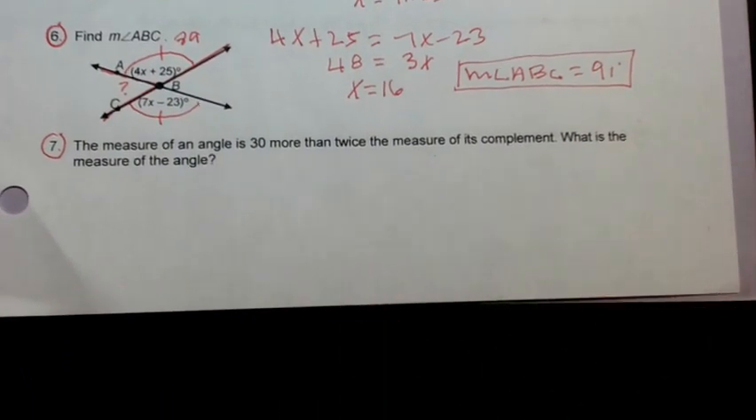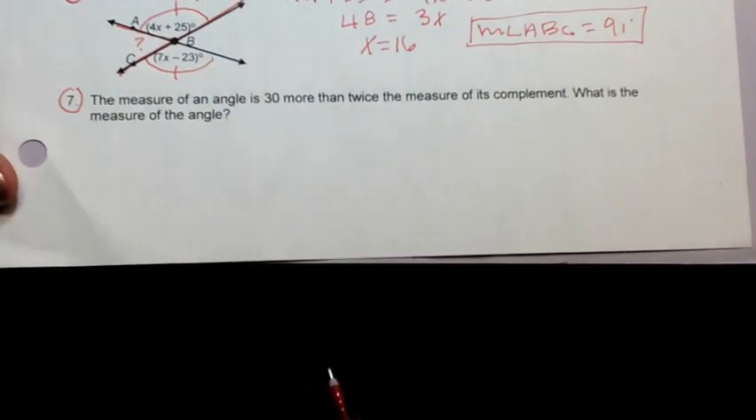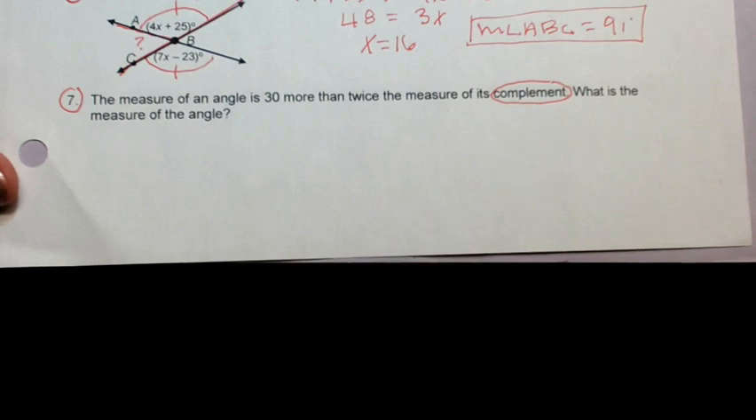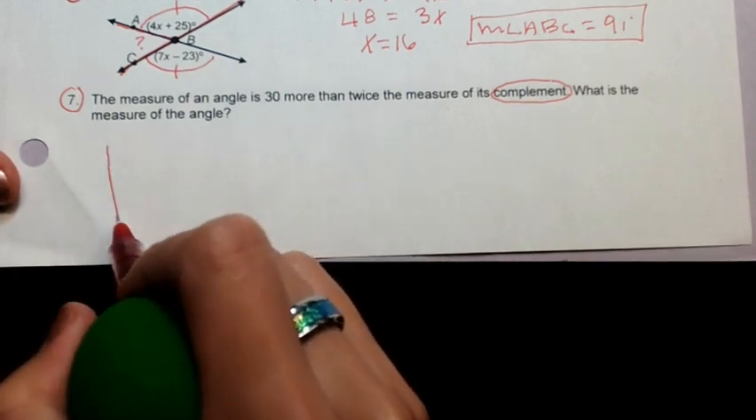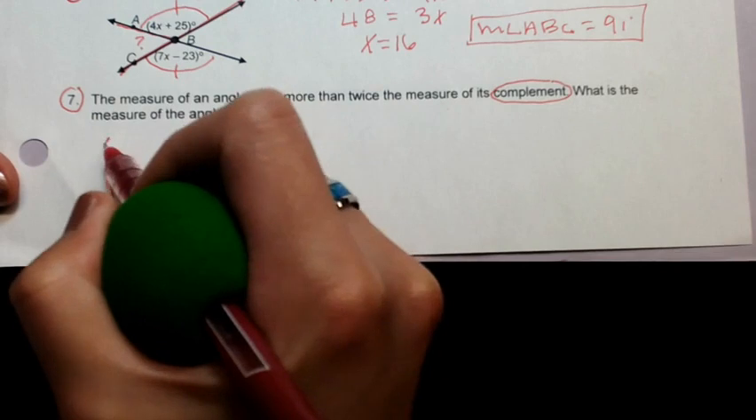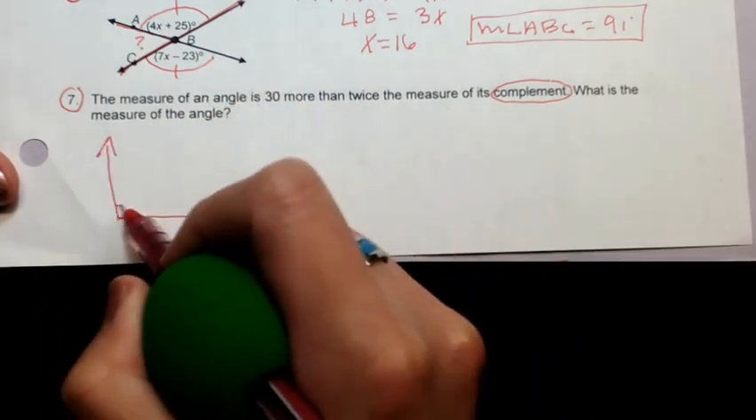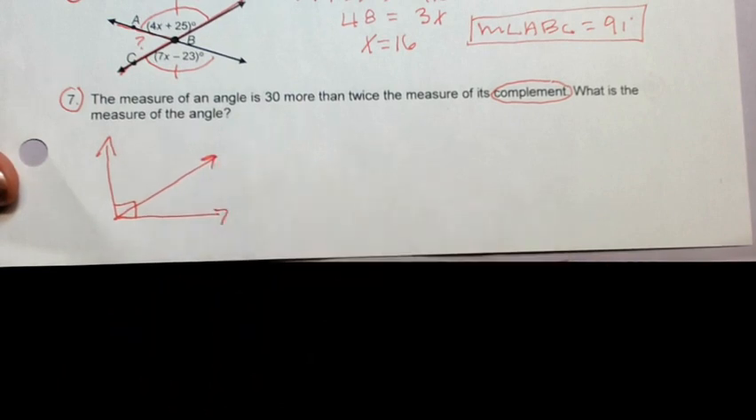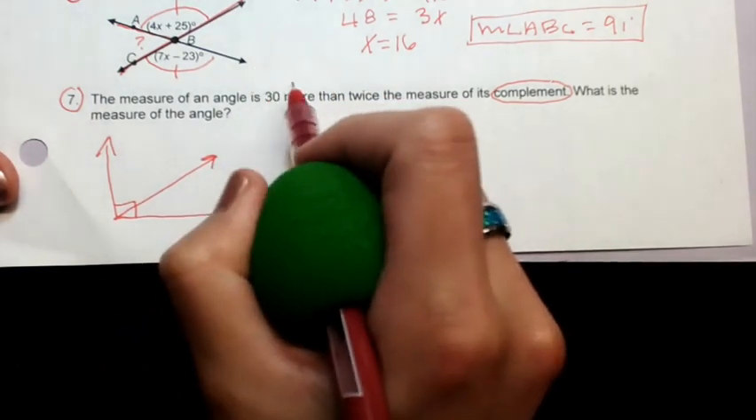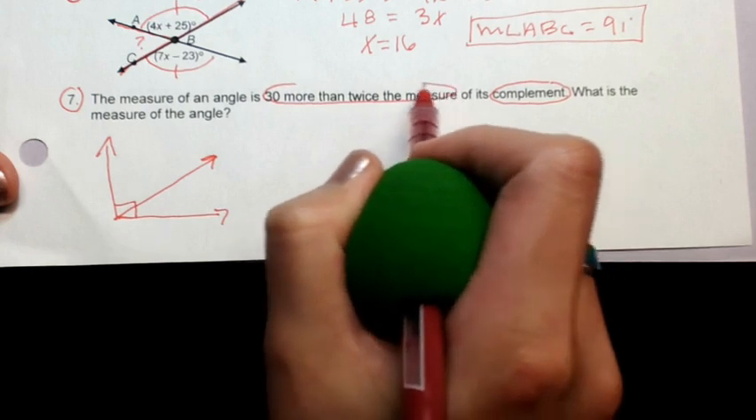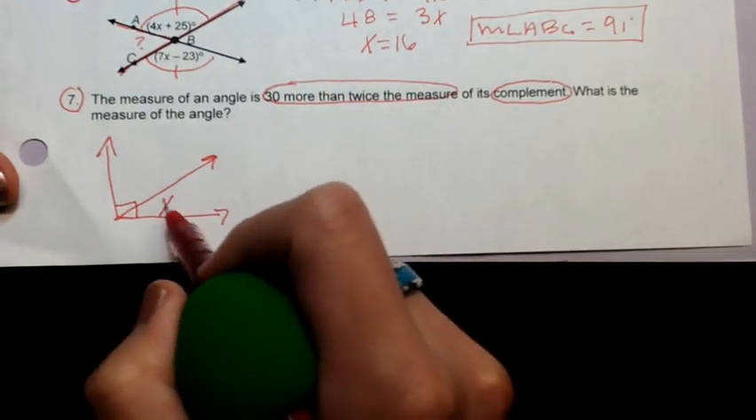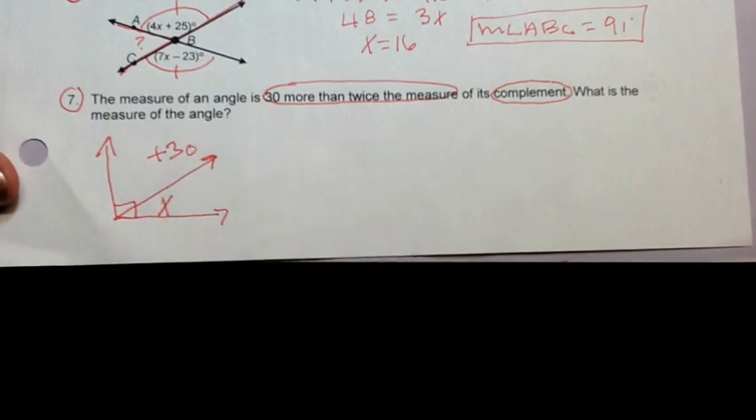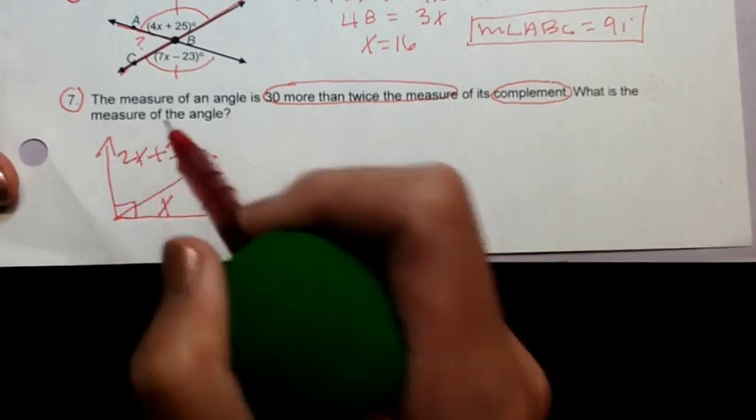The measure of an angle is 30 more than twice the measure of its complement. What is the measure of the angle? So complement means together must be how many degrees instead of supplement? 90 degrees. So I don't want to assume it's always the same, so I'm going to make one of them bigger. It says an angle is 30 more than twice the measure of its complement. Let's call this one x. 30 more than means plus 30 at the end. Twice the complement is 2x.